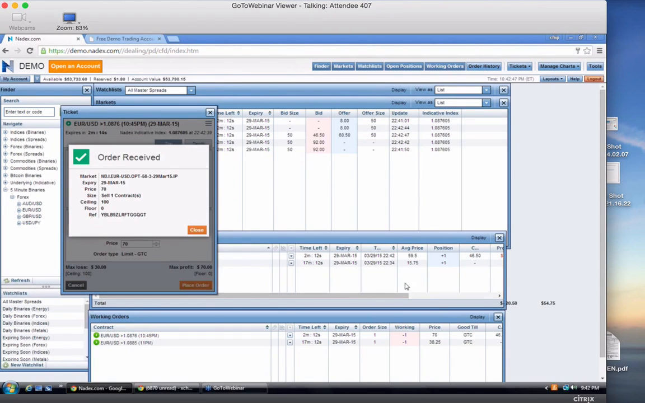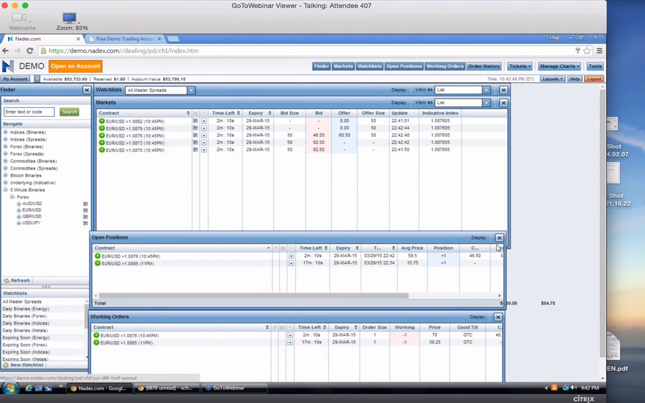Did you see that order when I placed it? I missed it, and it went to working orders, and then next thing I know, the market hit it, and that's my order right there, 59.5 that I bought it. I got 2 minutes left, and here's the order that I'm trying to work. I'm working it at 70 to sell.